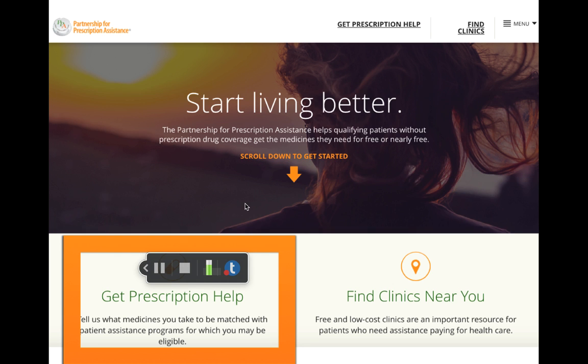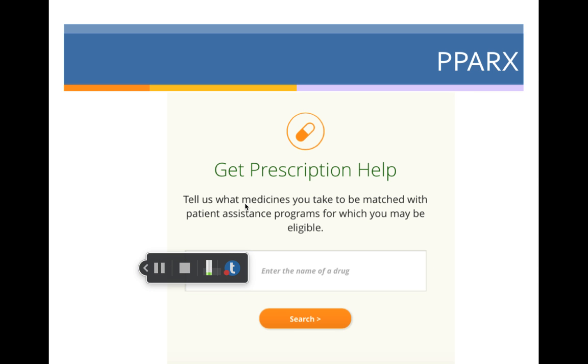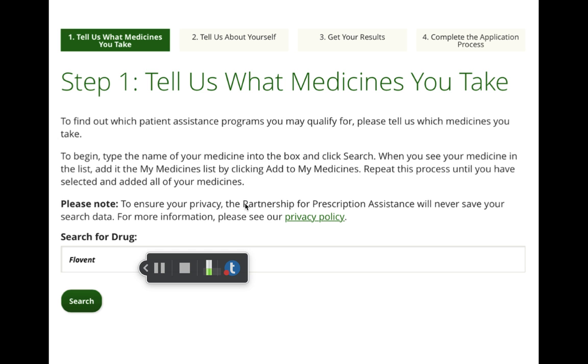Then moving to PPRX, or Partnership for Prescription Assistance, this website is actually really slick and very helpful to patients, and I really enjoy using it. You'll look at the bottom left and click on Get Prescription Help, and the patient can actually enter the name of the drug, or the provider can enter the name of the drug that they're trying to find information for. And it has 4 steps in gathering information.